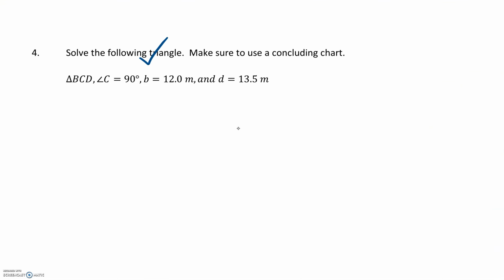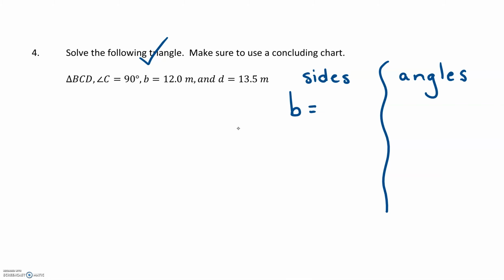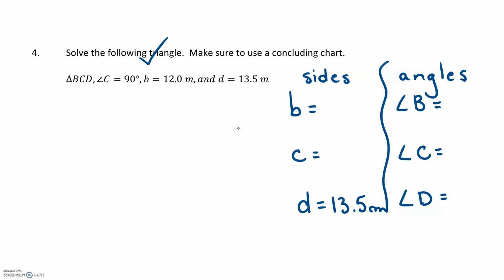Also for solving the triangle, the only thing I'm worried about is you guys not using the concluding chart. Okay, so you've got sides, you've got angles. So at the end, I'm basically looking for side B, I'm looking for side C, and I'm looking for side D. The angles, it's the same thing except capital letters. And make sure that this is very clear. Those that are given don't need an approximate symbol. B is 12.0 meters, but we know that C needs to be found, so it will probably have an approximate.